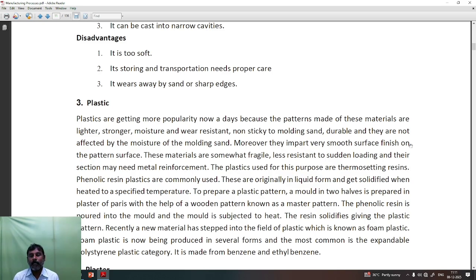The plastics used for this purpose are the molding resins. These are originally in liquid form and get solidified when heated to a specified temperature. To prepare a plastic pattern, a mold in two halves is prepared in plaster of Paris with the help of a wooden pattern known as the master pattern.